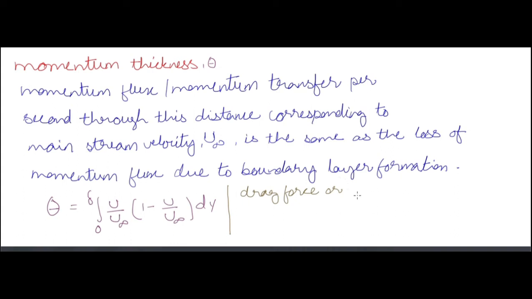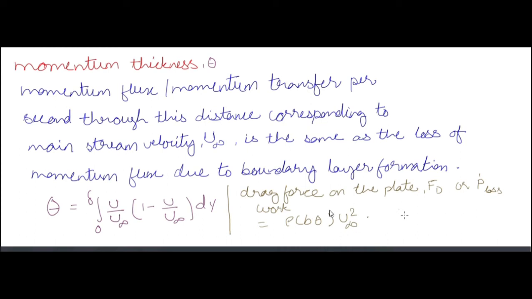As we know, change of momentum is equal to force from the second law of motion. Newton's second law is nothing but rate of change of momentum is equal to force experienced. So drag force on the plate is equal to rate of change of momentum. Here rho means density, b is the width of the plate, theta is the momentum thickness, and this is rho u square, with u the main stream velocity. So this is nothing but mv.